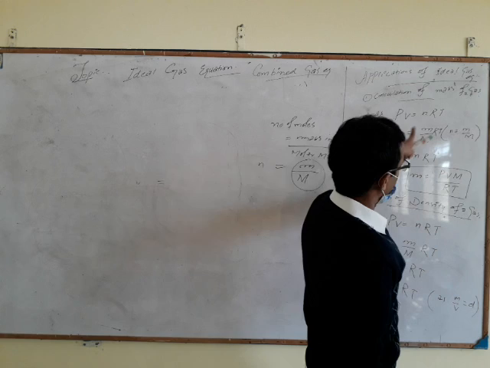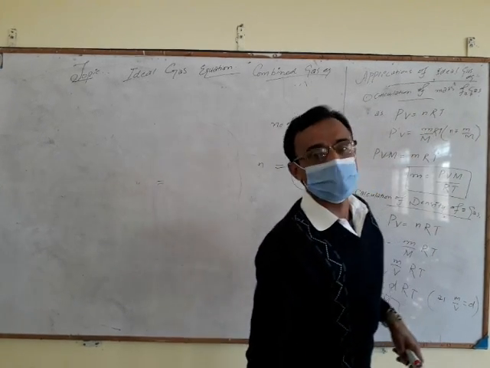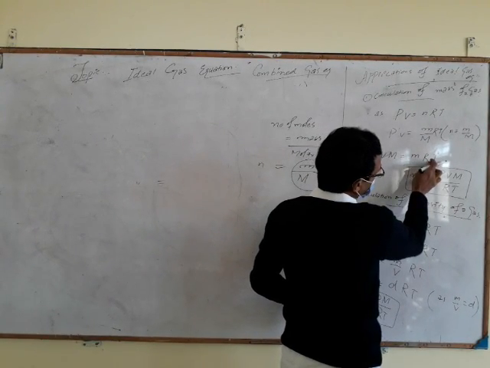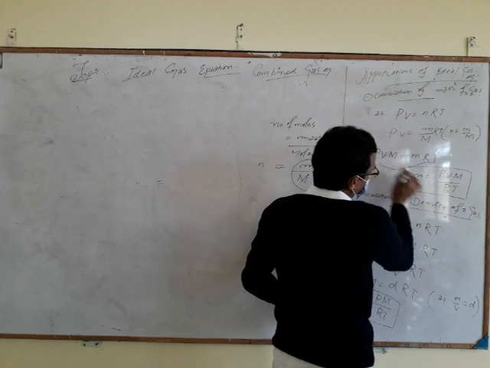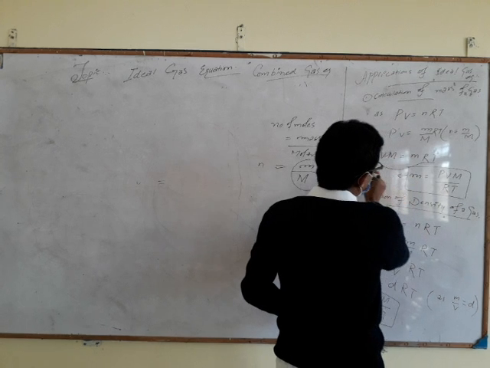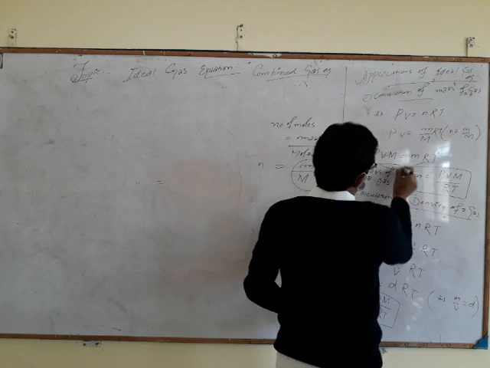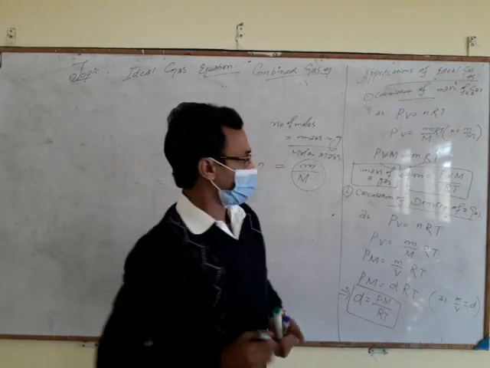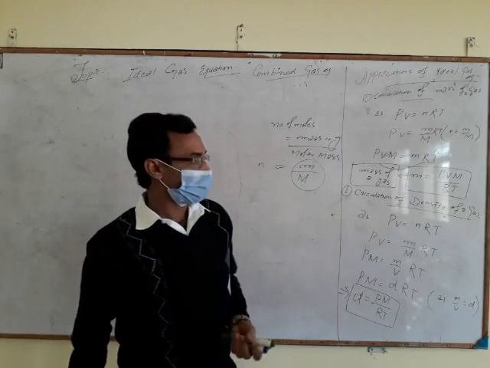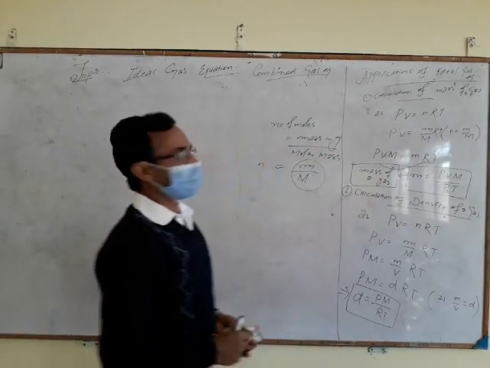So put the value of n equal to m by M in this equation. So we get PV is equal to m by M times RT, because n is equal to mass in grams divided by molar mass. Now on rearranging, PVM is equal to mRT, or m is equal to PVM divided by RT. So from this equation we can calculate the mass of the gas. This is the application of the ideal gas equation. If we know the value of pressure, volume, molar mass and temperature of the gas, then with the help of this ideal gas equation, we can calculate the mass of the gas.